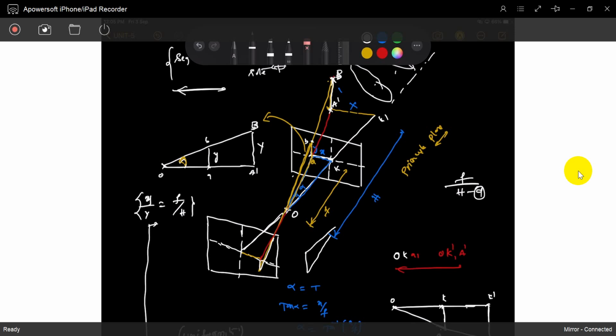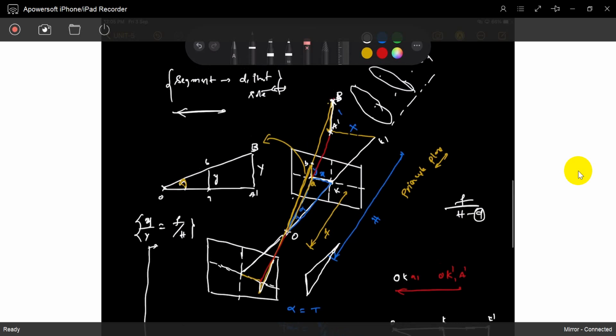You got it. Both are meeting at the principal point. So this is a vertical plane. Vertical distance, vertical height. So what is that beta? That is vertical, same tan inverse of y divided by focal length. That is beta. You can call it the vertical angle. Got the idea?